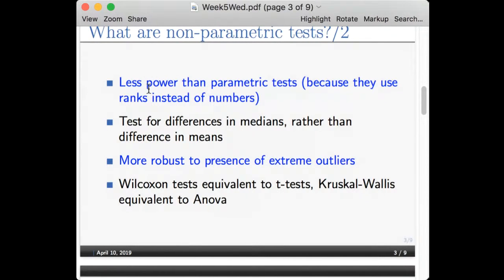But anyway, that's kind of a philosophical argument, but I'm just making the point that you can use them in place of the parametric test because they use ranks, which is ordinal data rather than continuous data.